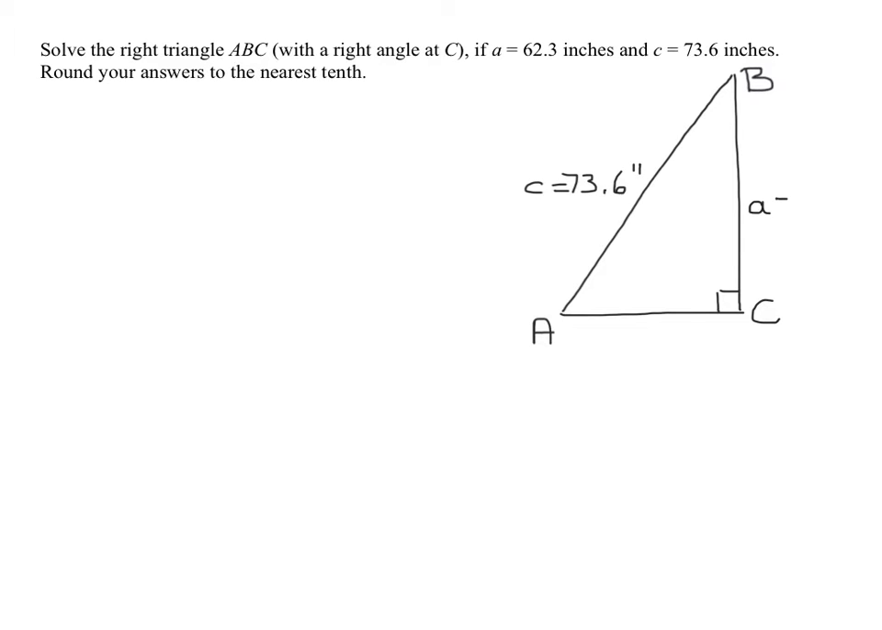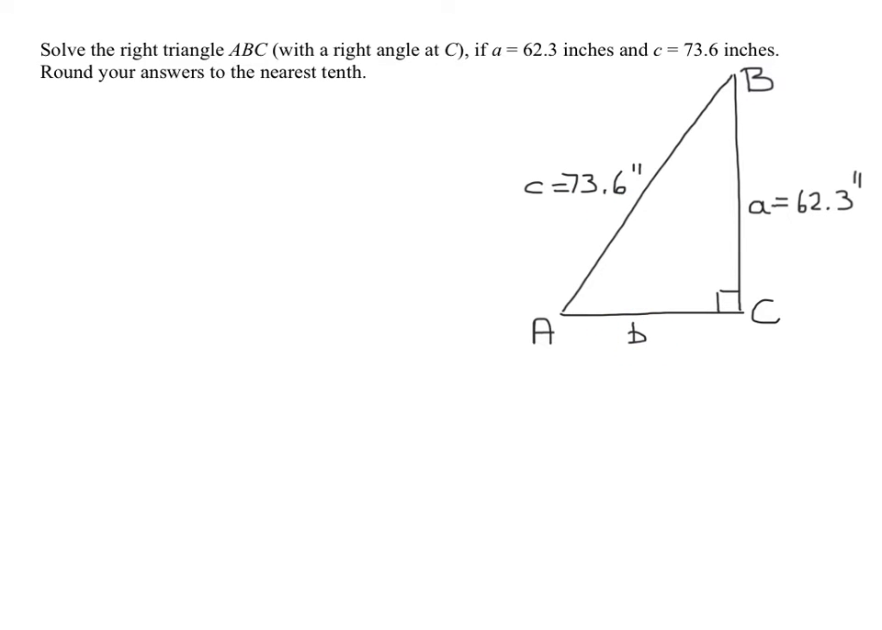And we know a is 62.3 inches. And then the side opposite angle B is going to be little b, and we don't know what that is. So looking at our triangle, we don't know side b, we don't know angle A, we don't know angle B. So let's start off by finding side b.